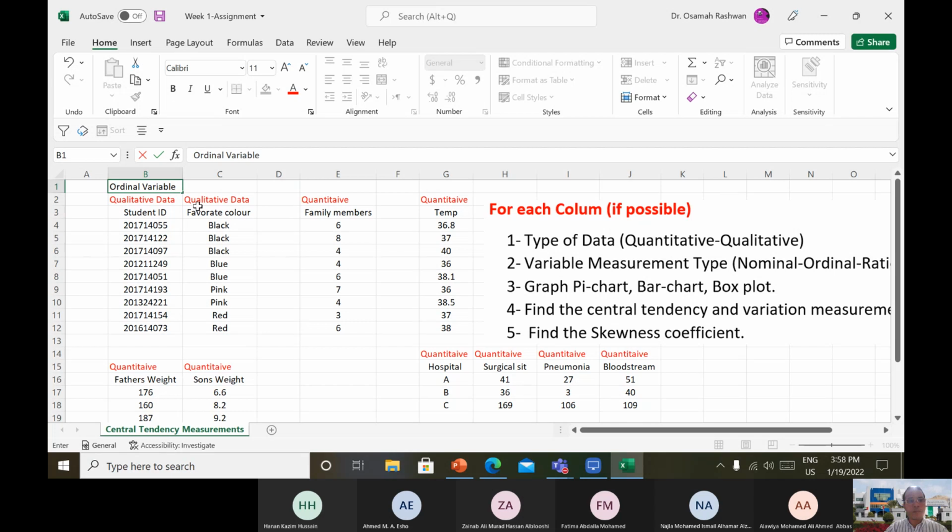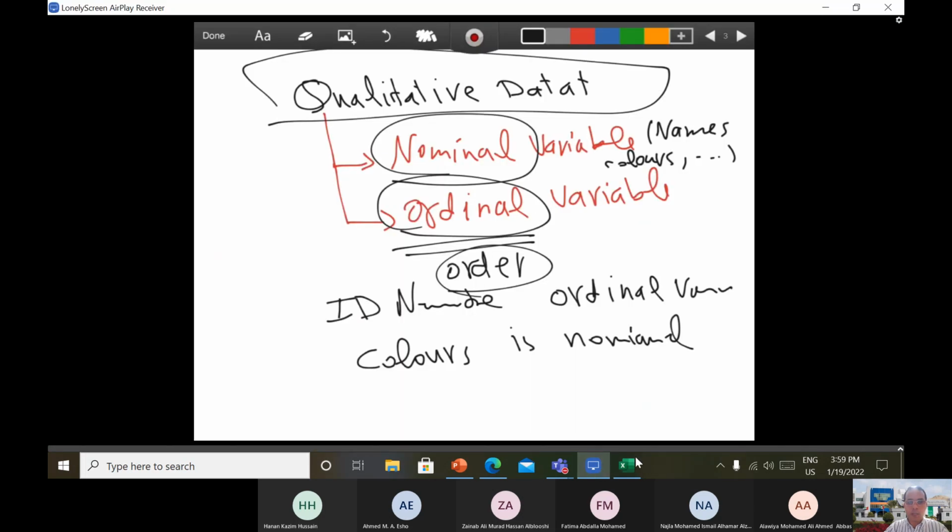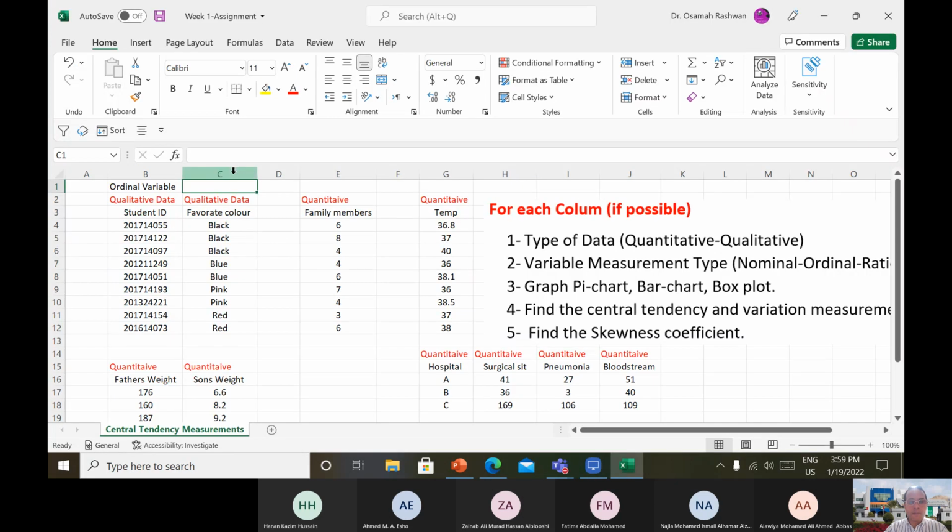Next, favorite color. Can you order? This is qualitative, yes. So I have only two choices, nominal or ordinal. Can you order the color? If you can order them, you can say ordinal variable. If not, it will be nominal variable. So is it nominal or ordinal? Nominal. Excellent. Nominal. Very good.